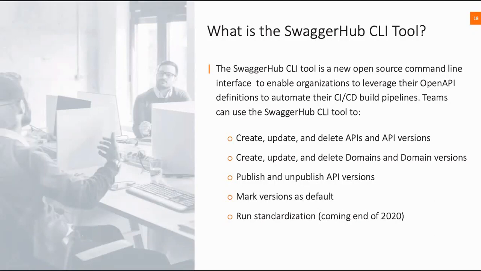You can create, update, delete APIs and the versions. You can do the same with domains. You can publish and unpublish. You can mark versions as defaults. And coming this year, we're going to be adding the ability to run standardizations through the CLI tool. I'm going to show some of this as well during the demo portion of this.